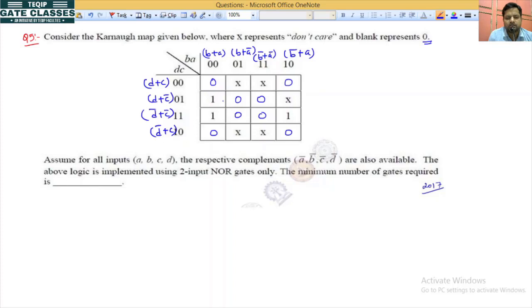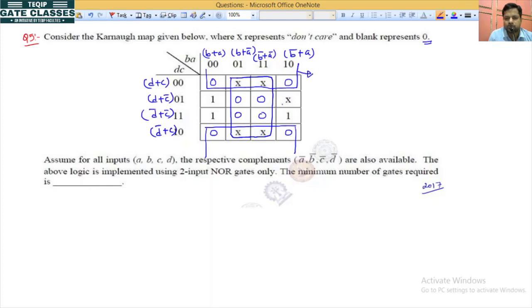So we know that these four can be grouped with these four, so it will be one octet. And these 8 cells also can be grouped. So 2 octets are possible.